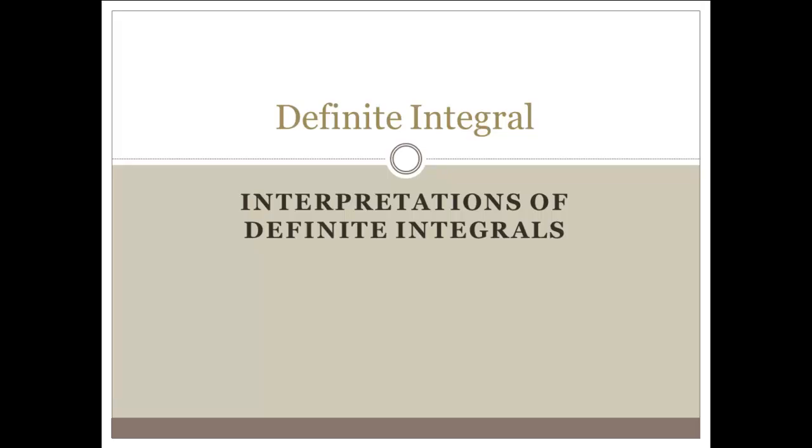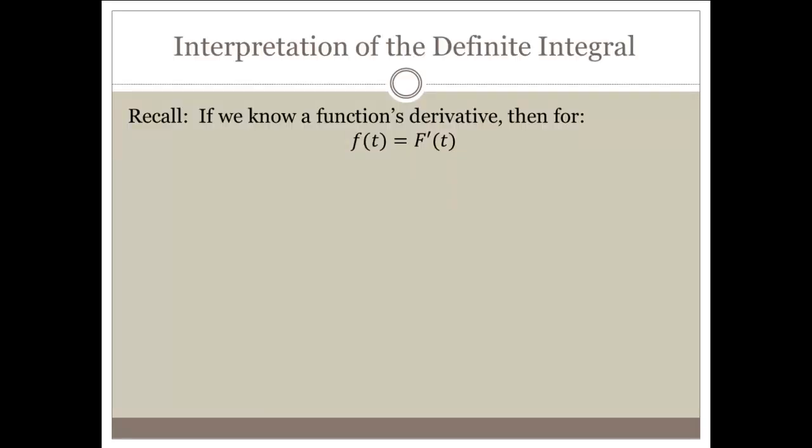In this video, we will get a better interpretation of the definite integral. We will do this by looking at its units. Recall, if we know a function's derivative, that is, we know that f of t is the derivative of capital F of t, then we can find the change in F of t from t equals a to t equals b as the integral from a to b of little f of t dt.